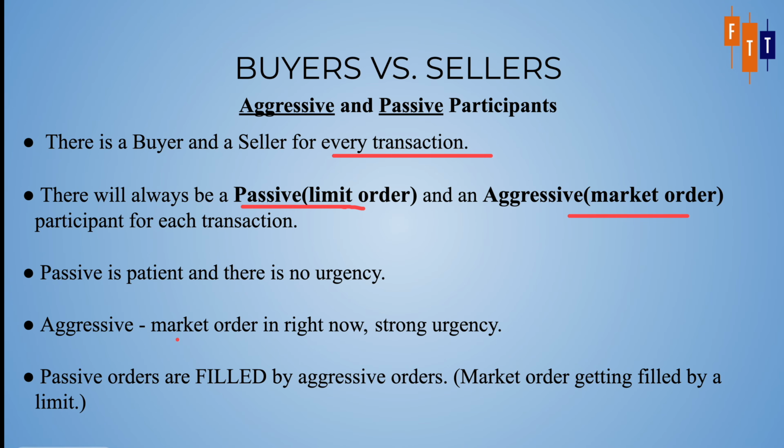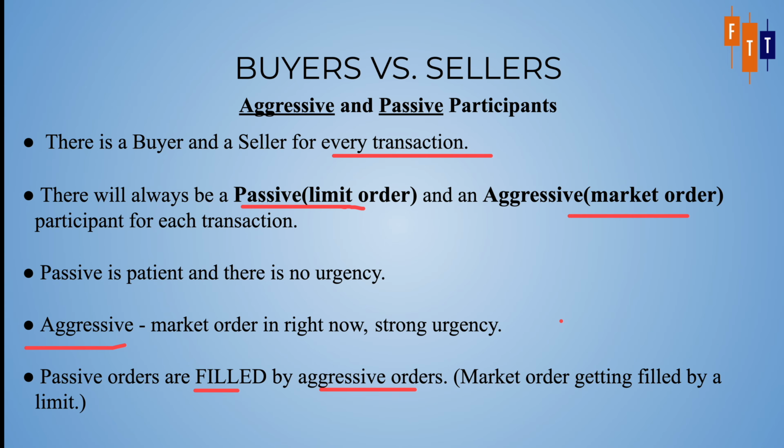An aggressive participant is a market order which wants to be in right now, and there's strong urgency. Let's say Bitcoin hits 100K, and right when it hits 100K, there is an aggressive participant that wants to buy Bitcoin at 100,000. They think it's going to break out and keep going, and they want to be in right now. Then they would market buy in, and that would get filled by your limit order. Their market order would hit your limit order and fill.